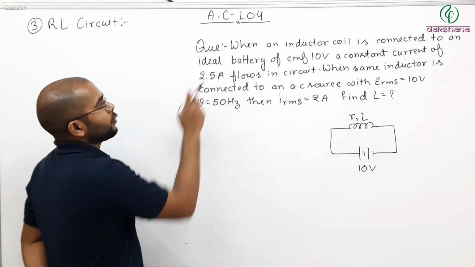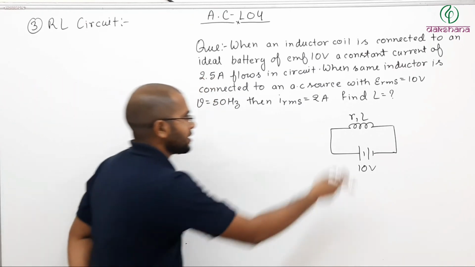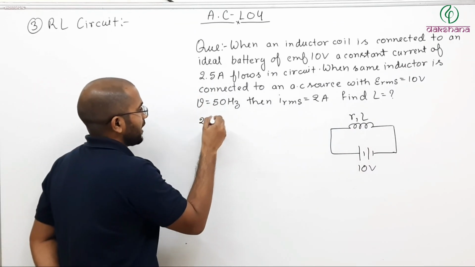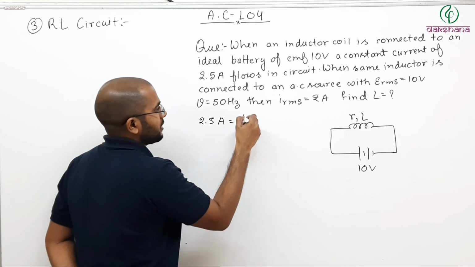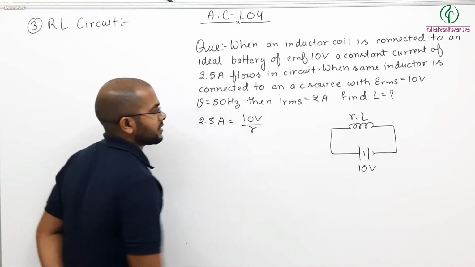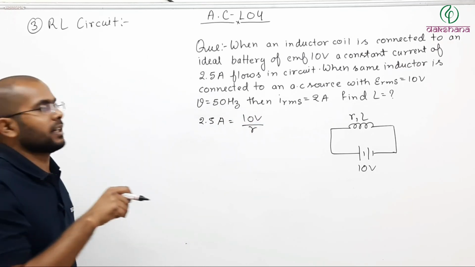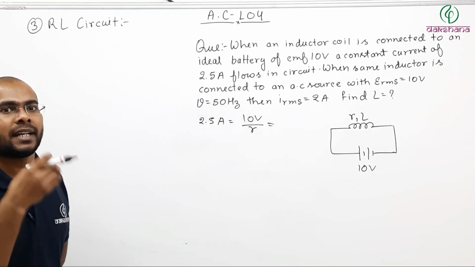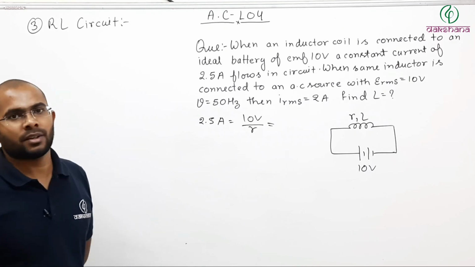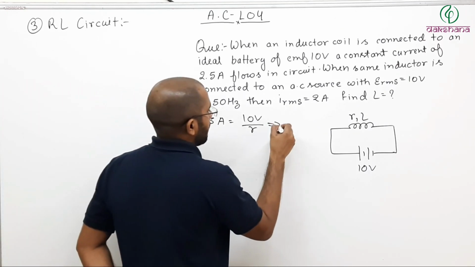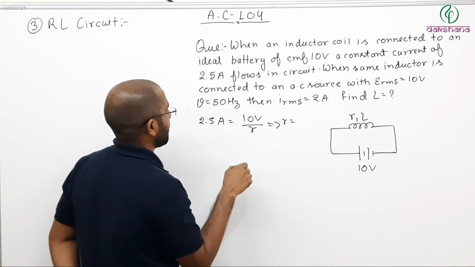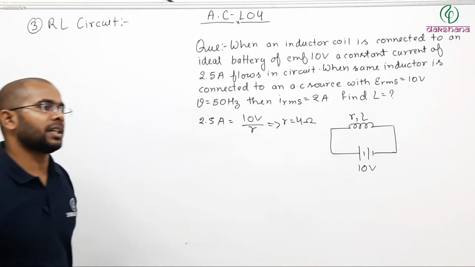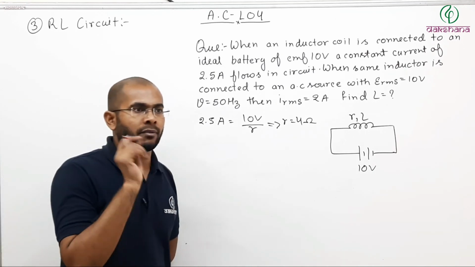So here 2.5 ampere is why? Because this wire has some resistance. So 2.5 ampere is nothing but 10 volt divided by resistance of the wire of inductor. So this is not an ideal inductor, because in an ideal inductor there is no resistance of the wire. So here you will get R is nothing but 10 divided by 2.5, that is 4 ohm. Meaning the coils of the inductor have resistance equal to 4 ohm.